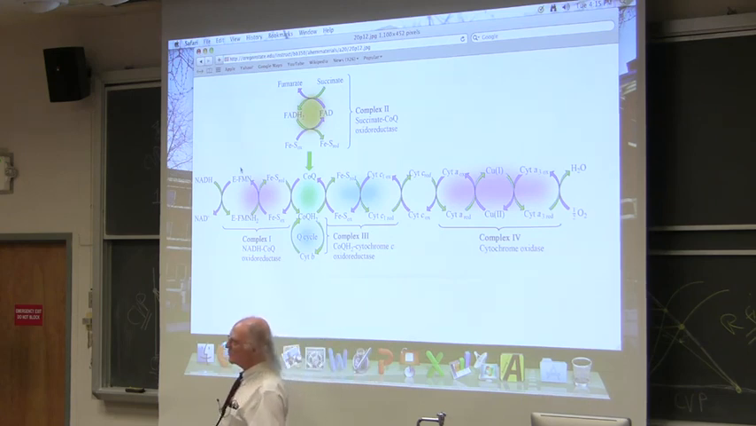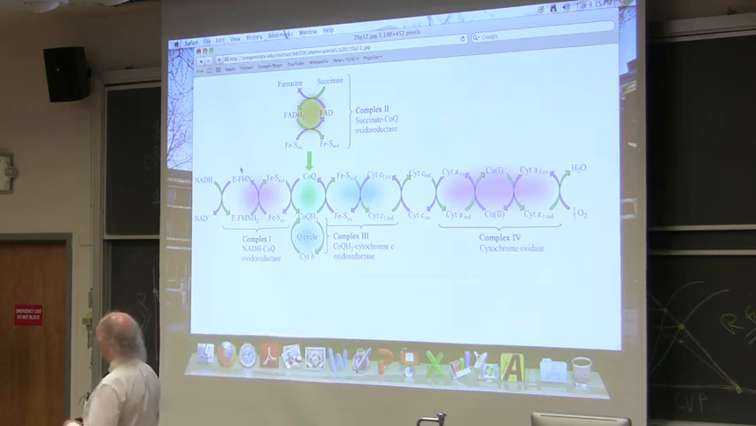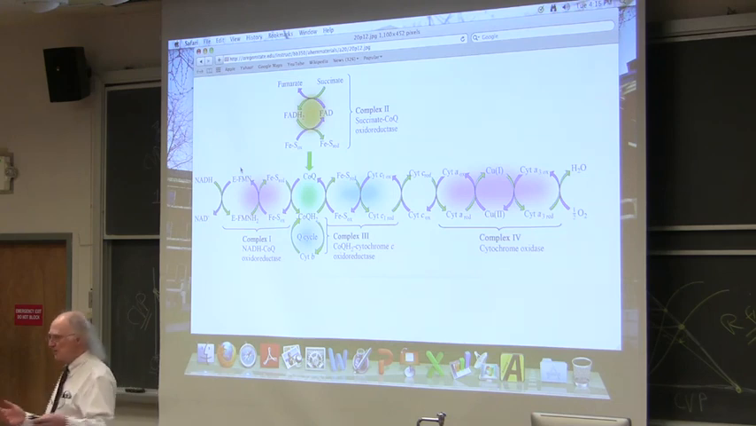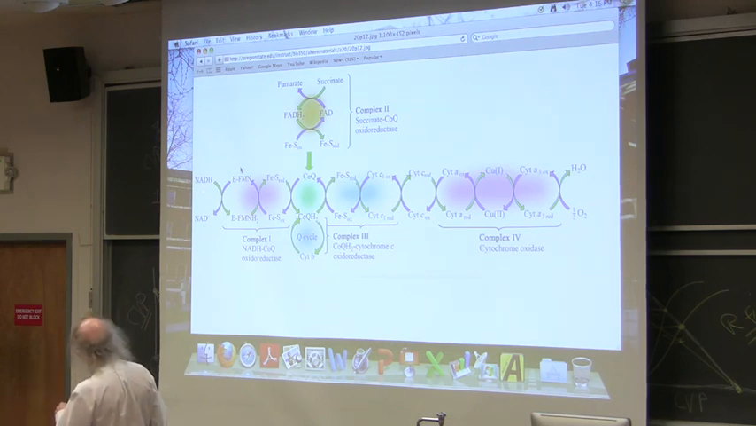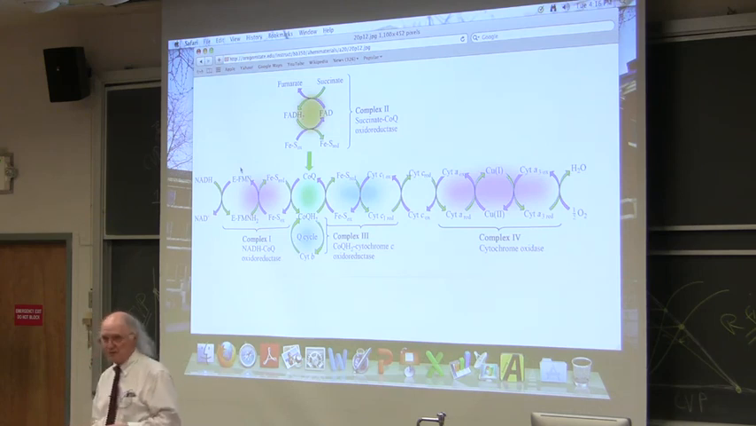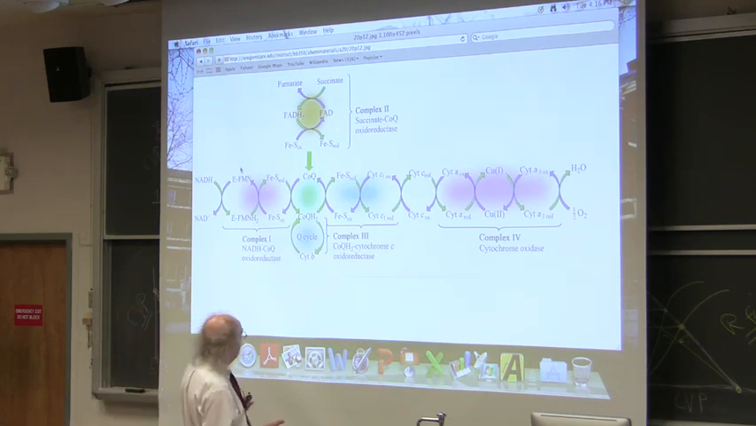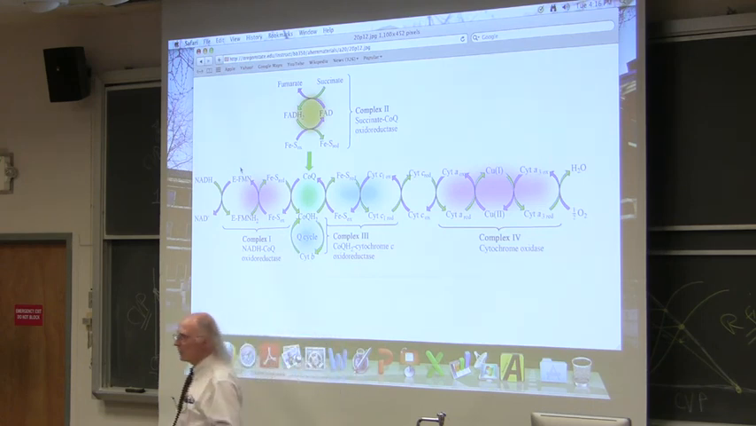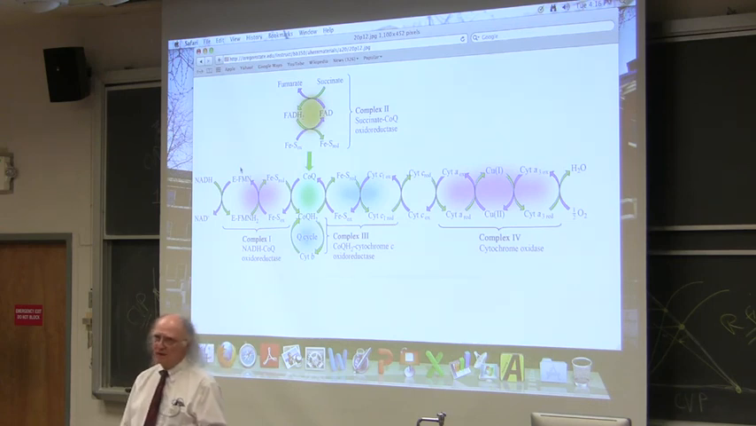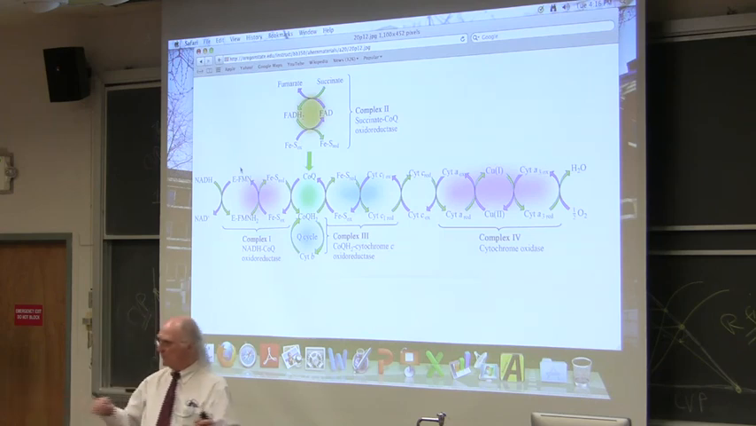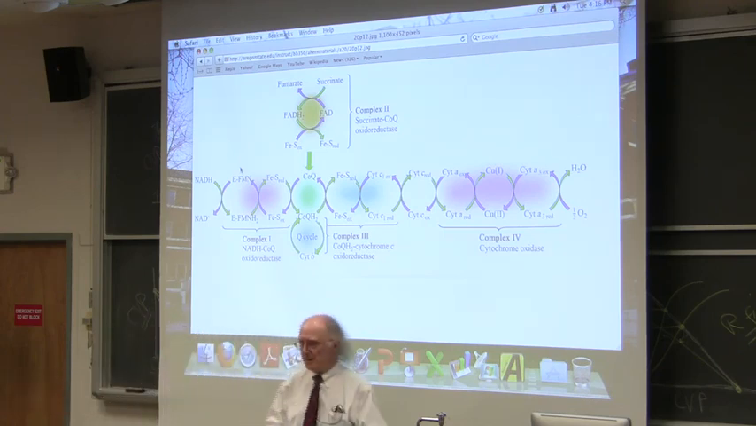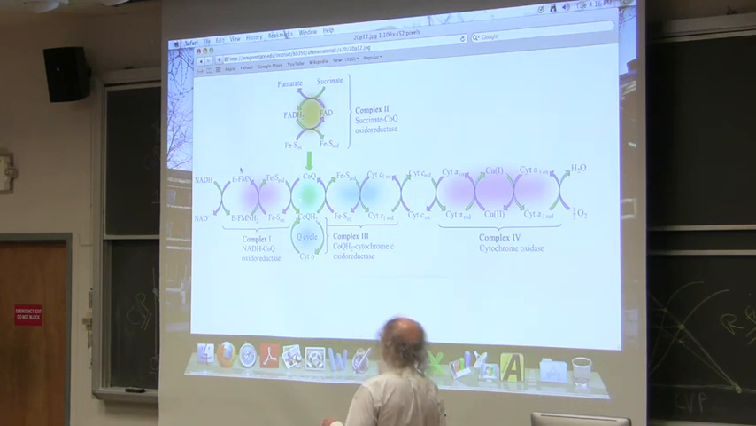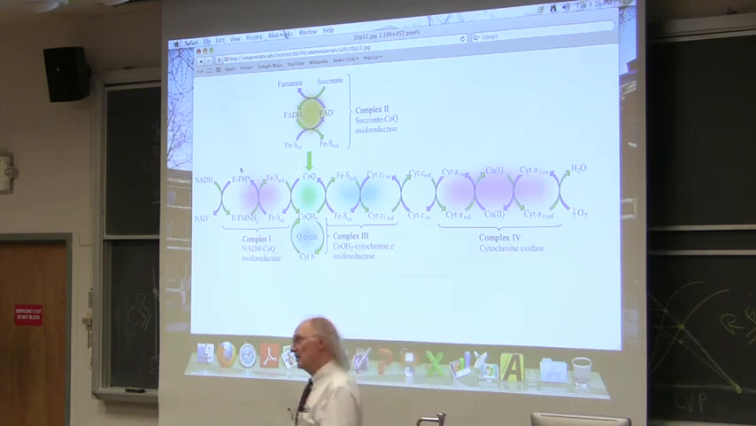Now, CoQ has an interesting property. CoQ accepts electrons in pairs. The electrons come in from NADH and from FADH2 in pairs. But all the other carriers only accept electrons one at a time. So coenzyme Q acts as what I call the traffic cop. It accepts them in pairs, but it passes them off one at a time. Okay? From coenzyme Q, electrons go to complex 3.